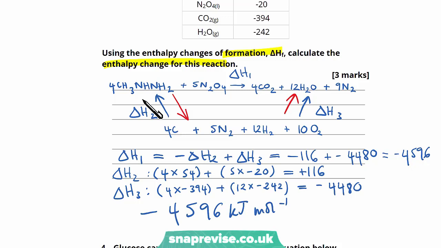1 mark is awarded for the correct enthalpy formation of our reactants, so in this case delta H1. The same for our products, which in this case is delta H2, and the same for our products, which in this case is delta H3, and the correct overall answer gets us our third and final mark.